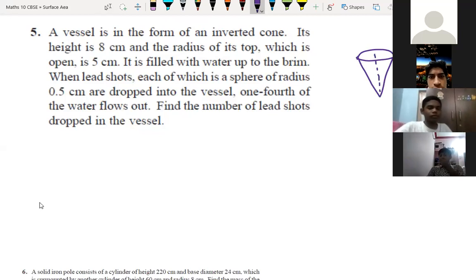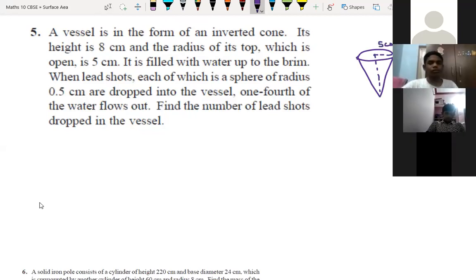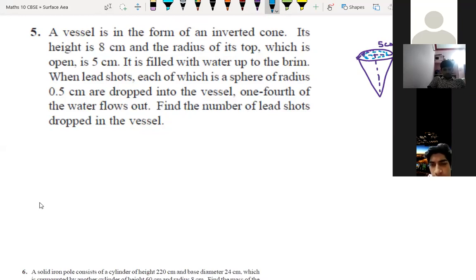And the radius of its top, which is open, is 5 centimeter. It is filled with water up to the brim. Brim means filled completely up to here, full. It is full of water, this complete cone.